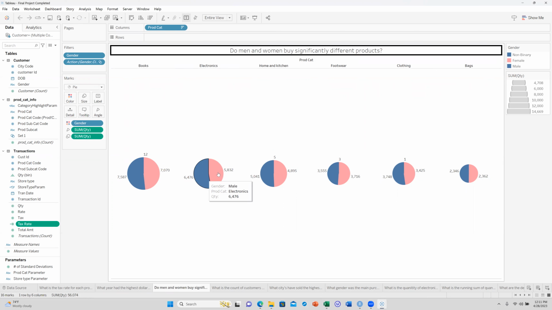Electronics, men 6,476, women 5,832. So we can see that men buy more electronics than women.